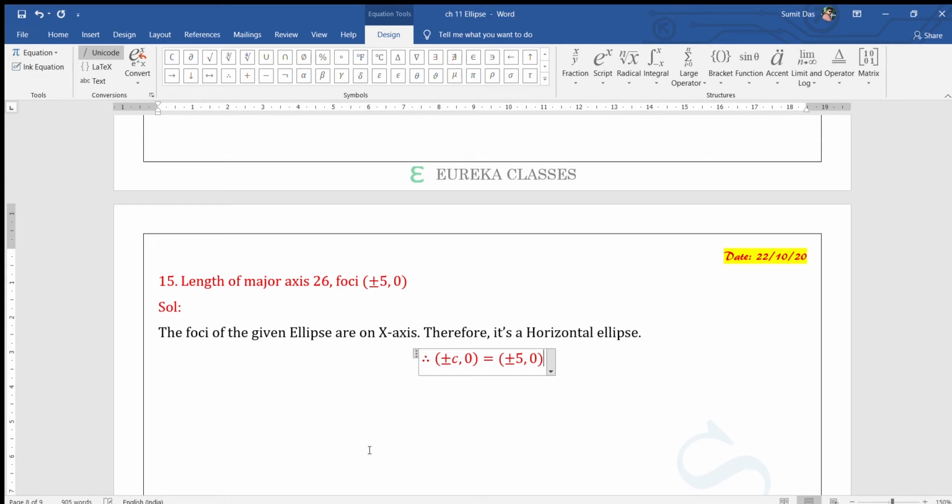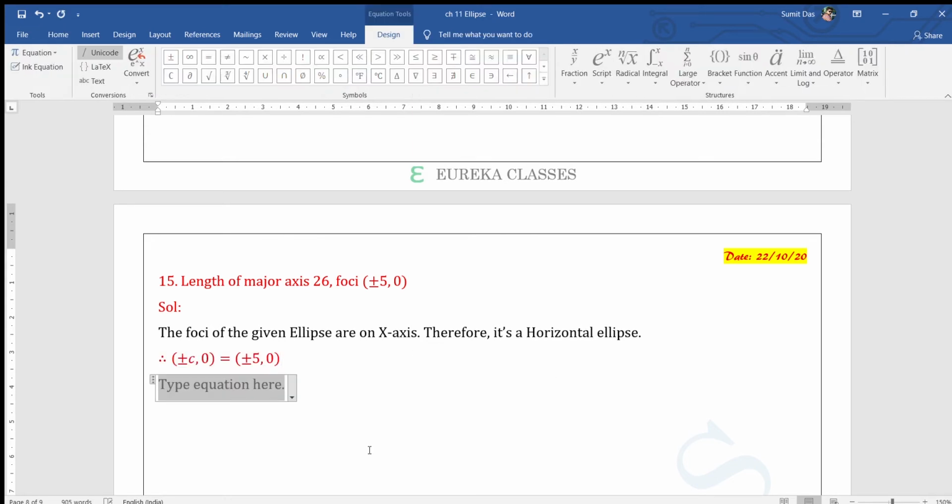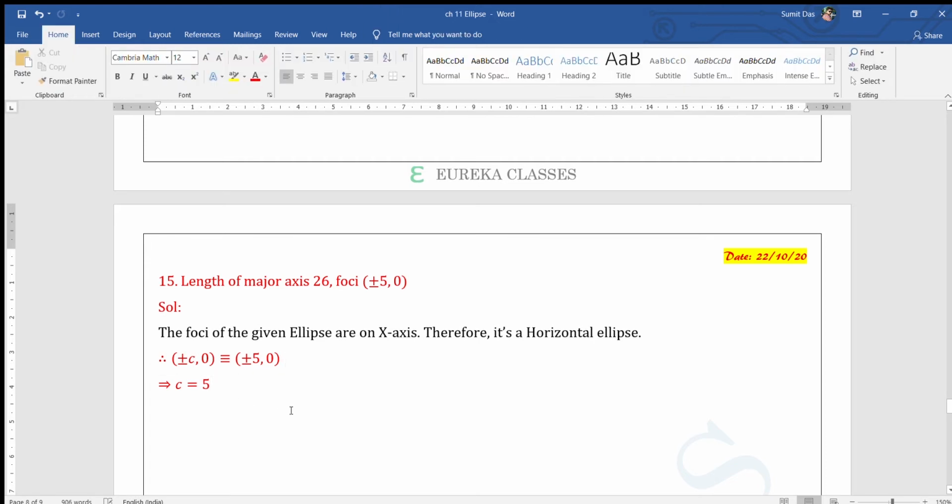Okay, so in the next line we can write, therefore c, sorry, here it is not equal to, it will be equivalent. Remember, equal to and equivalent are not the same. Equivalent means these two things can be equal. So if these two things are equivalent, the c value will be 5.